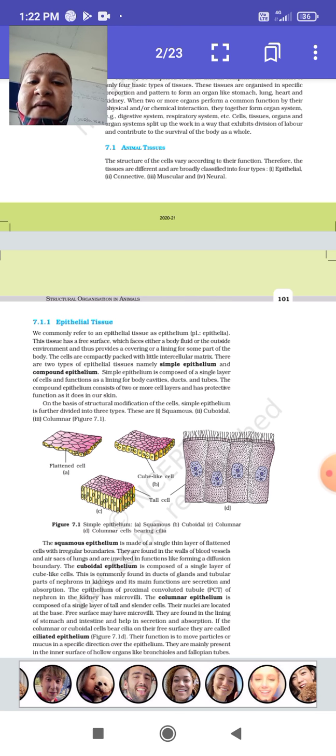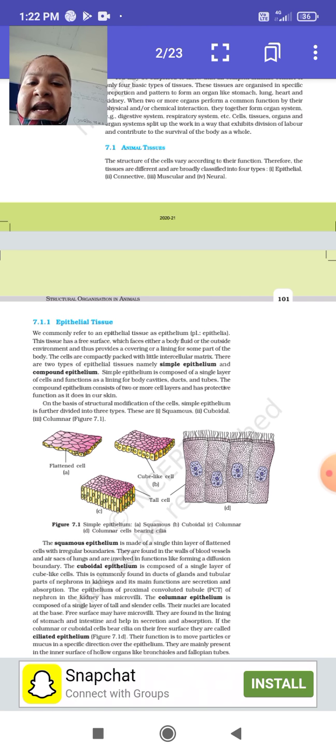There are two types of epithelial tissues. One is simple epithelium and another one is compound epithelium. Simple epithelium is composed of a single layer of cells, and compound epithelium is composed of more than one layer of cells. Compound epithelium is found on the lining of body cavities, ducts and tubes. Its main function is protective, and it is found just below the skin.